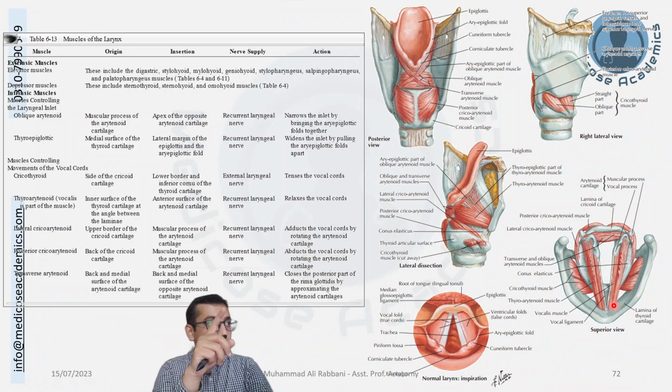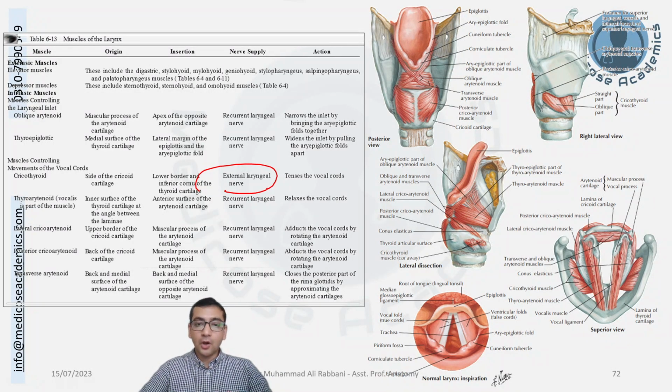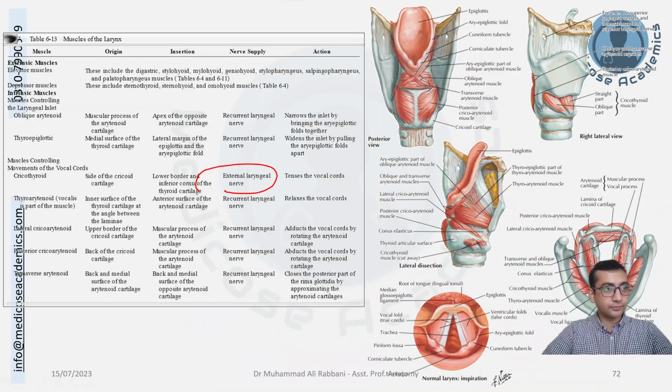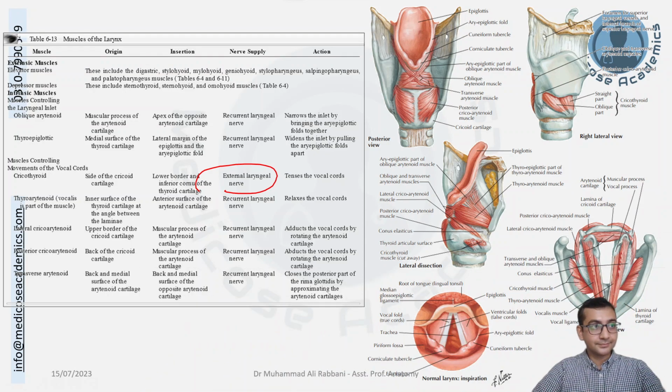And the one thing that you can see, there is only one muscle that has a different nerve supply, that is the external laryngeal nerve. All the rest of them are supplied by the recurrent laryngeal nerve. So let's get back to it.